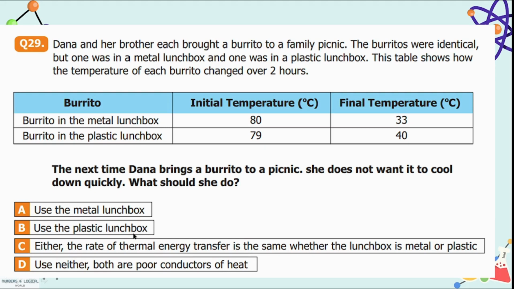So here the difference between the initial and final temperature of the metal lunchbox is 47 degrees Celsius, and the difference between the initial and final temperature of the plastic lunchbox is 39 degrees Celsius. So she should use the plastic lunchbox because in this plastic lunchbox, the burrito will be warmer as compared to the metal lunchbox.